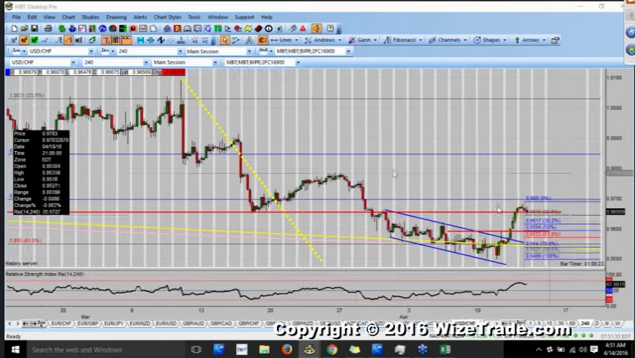On a dip, if we dip like this and then bounce, we're going to end up not making lower lows. We're going to make higher lows. Okay, so that's good. We really need to make higher highs, which we haven't done yet, which means that this 98 cents is going to be a big deal.